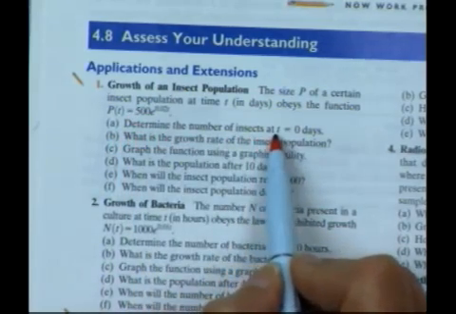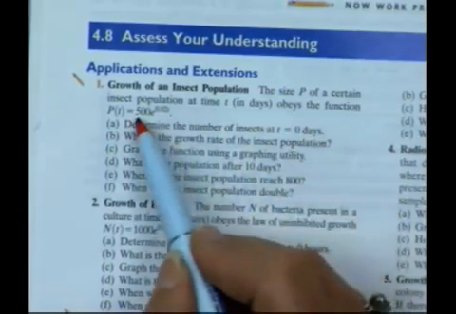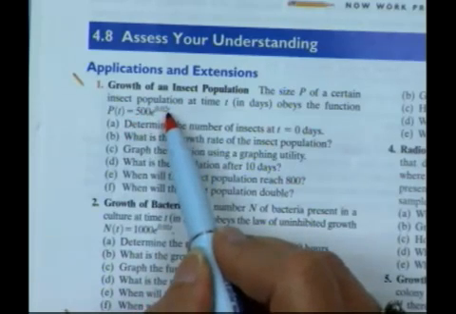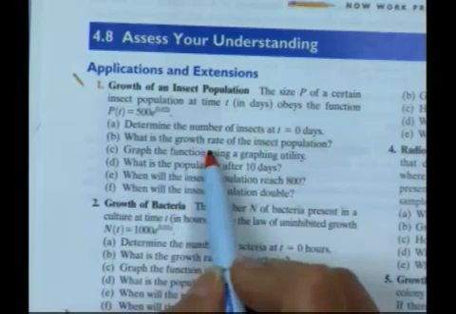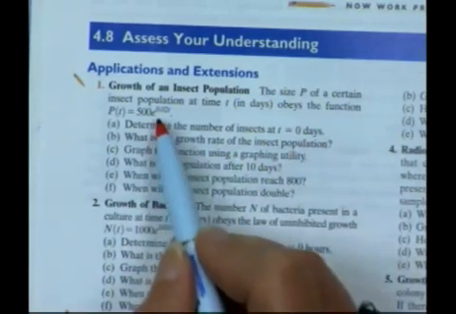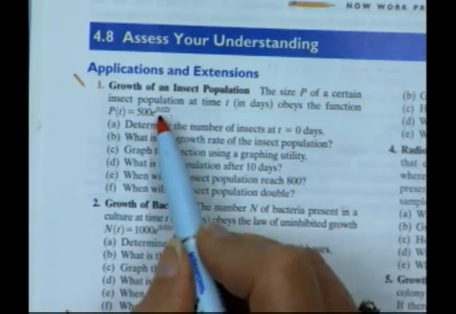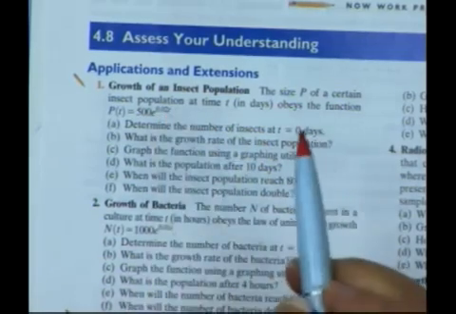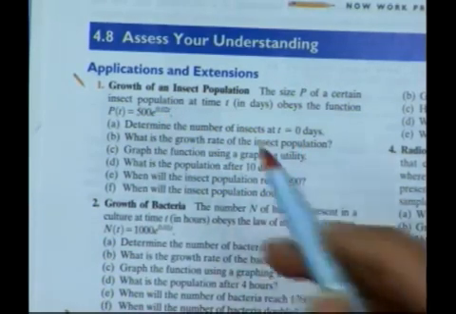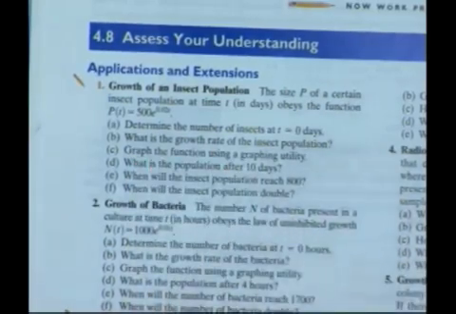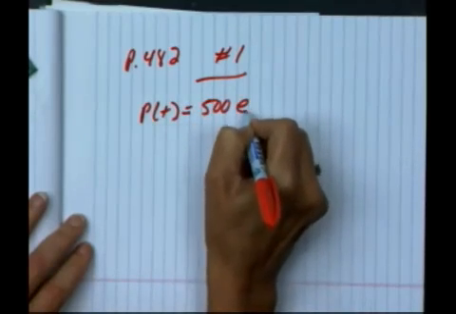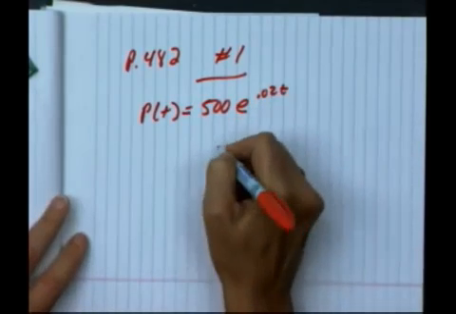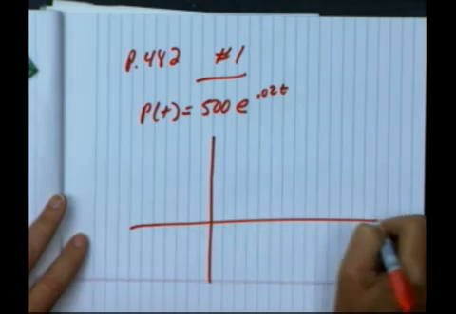Determine the number of insects at t equal to 0 days. If you didn't know that 500 was the initial, if you put t equal to 0, what is e to the 0 equal to? 1. Okay. What is the growth rate of the insect population? I just told us. What is it? 2%, 0.02. That's called the growth rate, also called a growth constant in your calculus books. All right, graph the function using a graphing utility, but we're not going to graph it using a graphing utility. We're just going to make a sketch. So P of t equals 500 e to the 0.02t. All right, you can use a graphing calculator to see it.